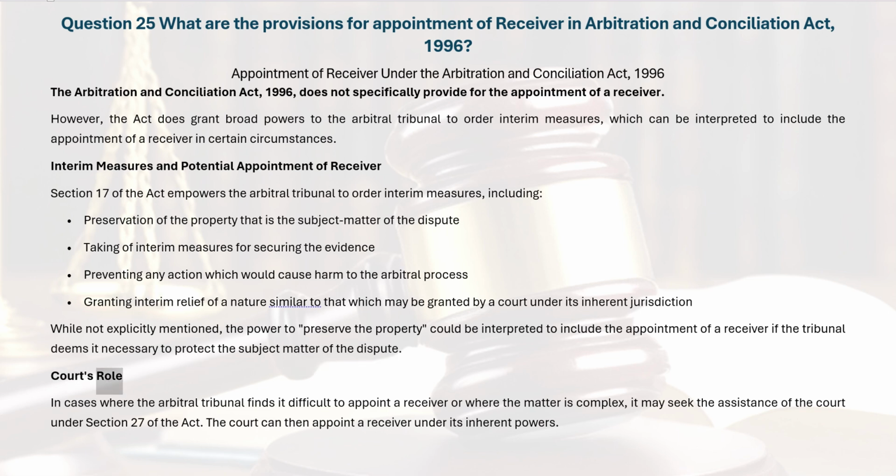Court's role. In cases where the arbitral tribunal finds it difficult to appoint a receiver or where the matter is complex, it may seek the assistance of the court under Section 27 of the Act. The court can then appoint a receiver under its inherent powers.